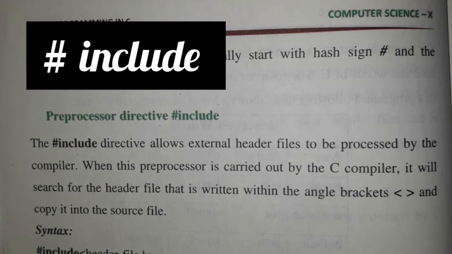Preprocessor directive hash include. The hash include directive allows external files to be processed by the compiler. When this directive is carried out by the compiler, it will search for the header file that is written within the angle brackets and copy it into the source file.